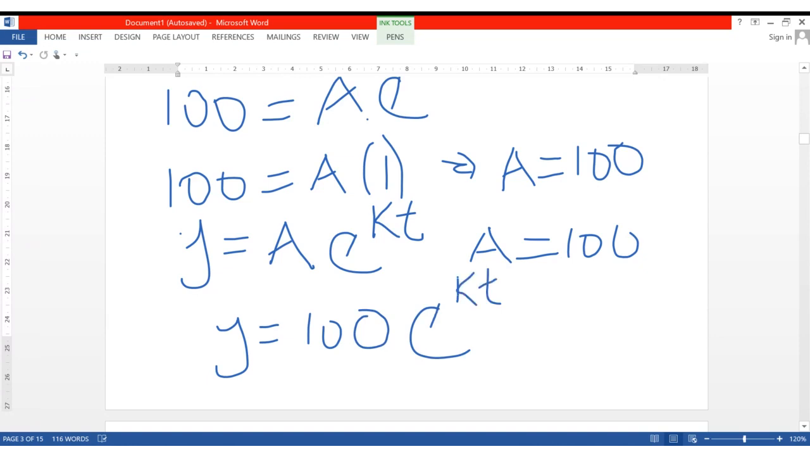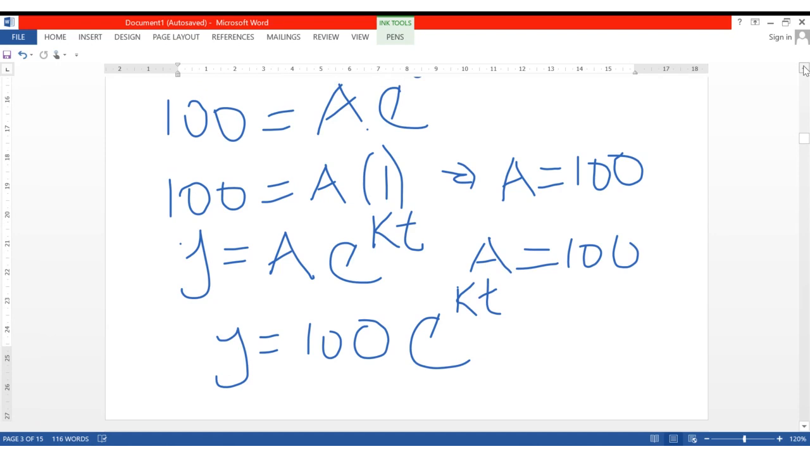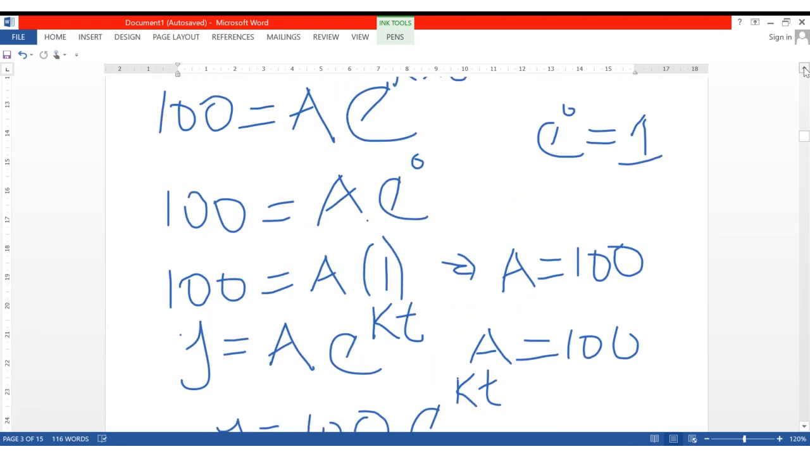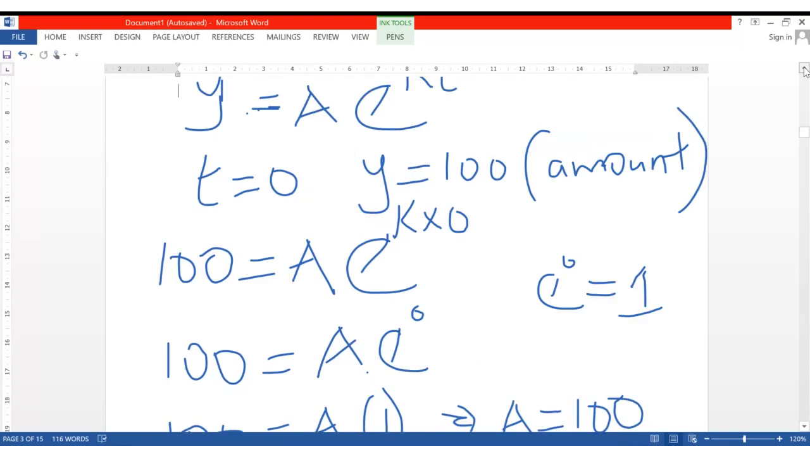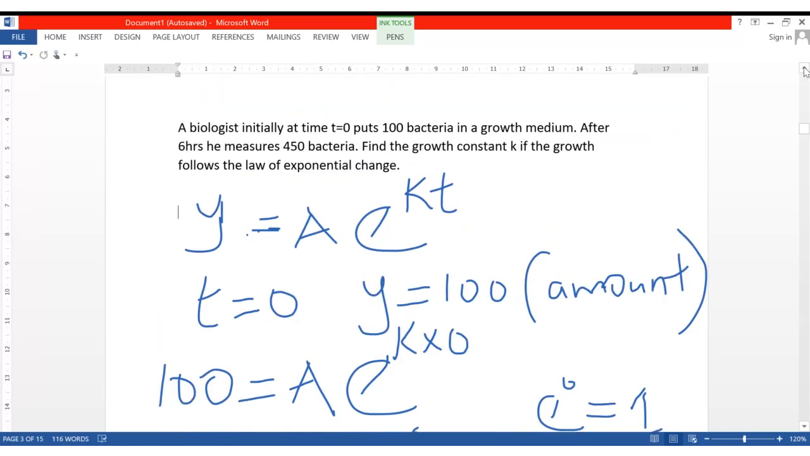Y is equal to 100 exponential kt. Now I go back to the question again. I believe there's more information that they've given me that I can use to solve for the value of k. Now, what are they asking? After 6 hours, he measures 450 bacteria. Find the growth constant k if the growth follows the law of exponential change.